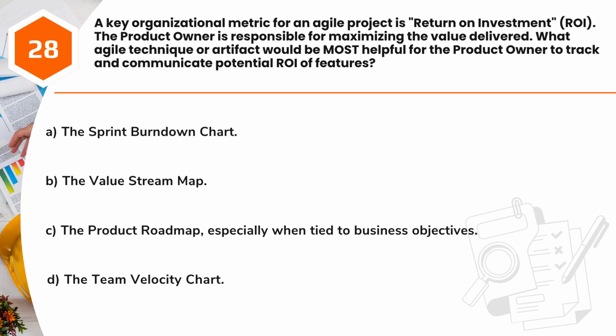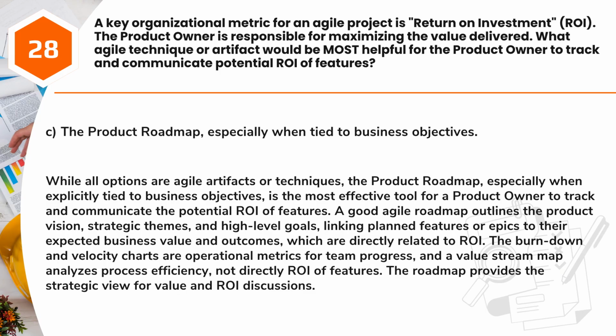Question 28. A key organizational metric for an Agile project is return on investment, ROI. The product owner is responsible for maximizing the value delivered. What Agile technique or artifact would be most helpful for the product owner to track and communicate potential ROI of features? A. The sprint burn-down chart. B. The value stream map. C. The product roadmap, especially when tied to business objectives. D. The team velocity chart.